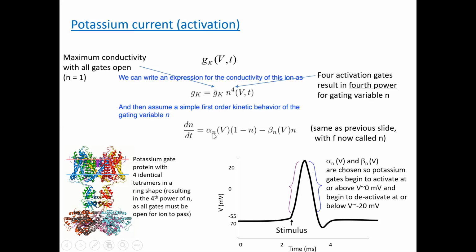And as was mentioned, alpha and beta depend on voltage, on membrane potential, and those functions are chosen so that the potassium gates begin to activate and deactivate at the right points in the action potential. For potassium, that's around 0. It starts to activate, so potassium will flow out on the downstroke, and it begins to deactivate at or below minus 20, so the potassium will stop flowing out and come to the resting potential.